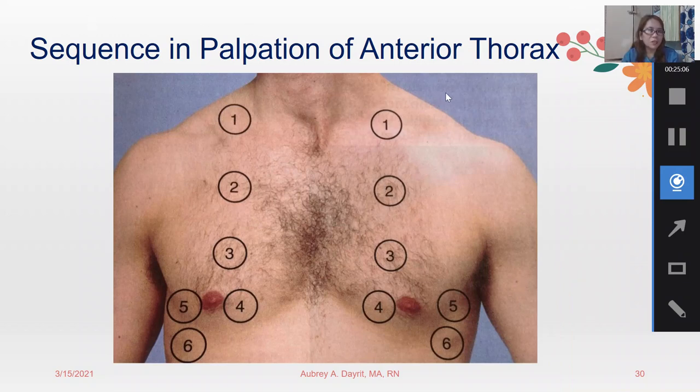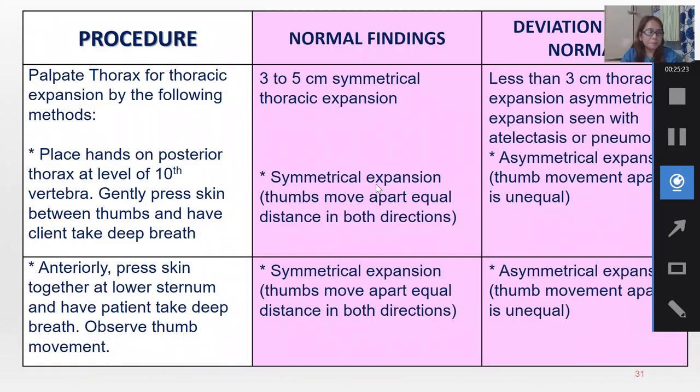Sequence and palpation of the anterior thorax. Okay, so kung kanina 4, ito 5. So, sabay-sabay. Kung ano yung itsura, kung nasaan yung number, so dyan yung itatapat yung inyong palm. Okay, yung palm nyo.